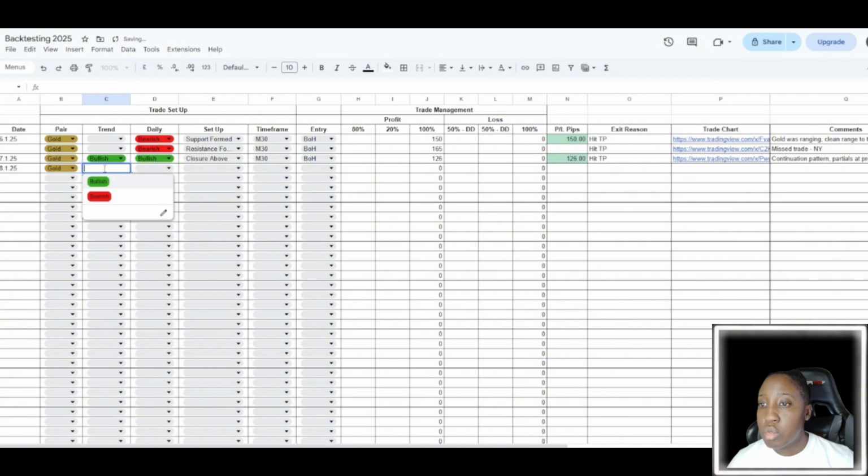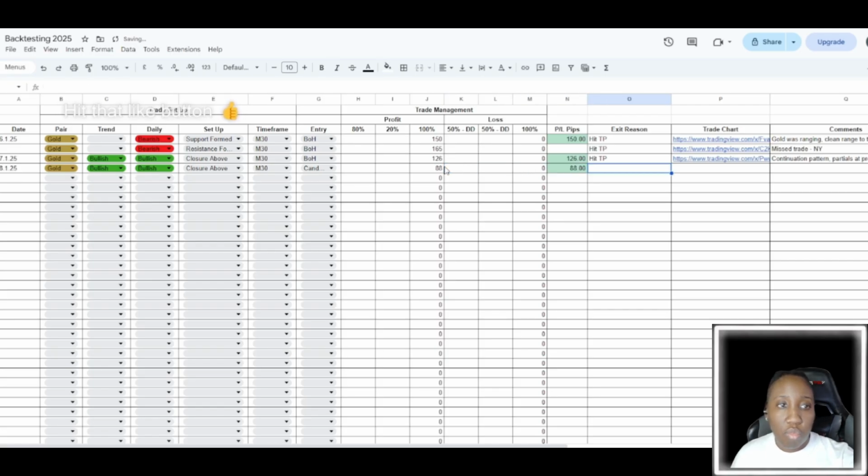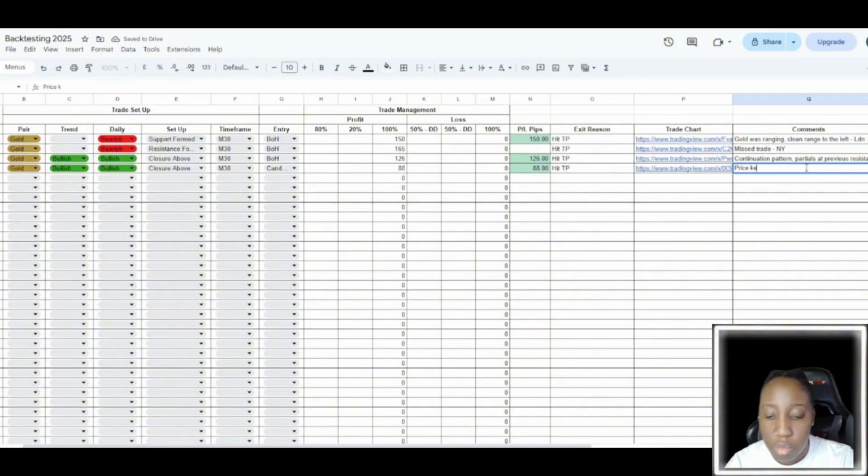So gold, bullish, trend, bullish. And we've got a closure above. M30, candle flip. What did I say it was? It was 88 pips. Again, just hit TP. Price kept pushing. Anticipated wick fill.